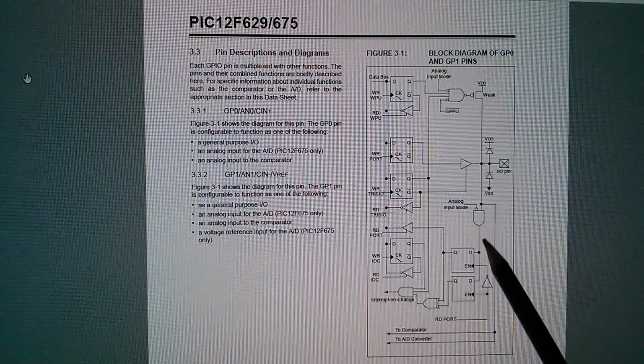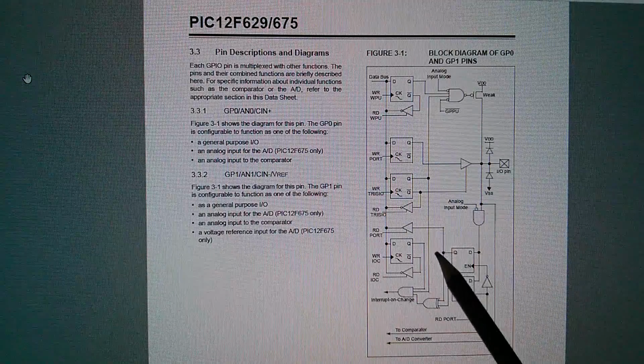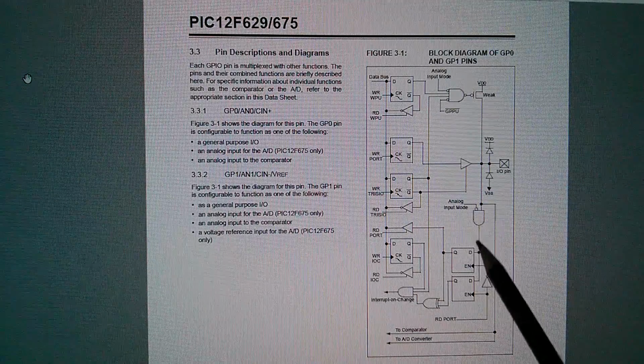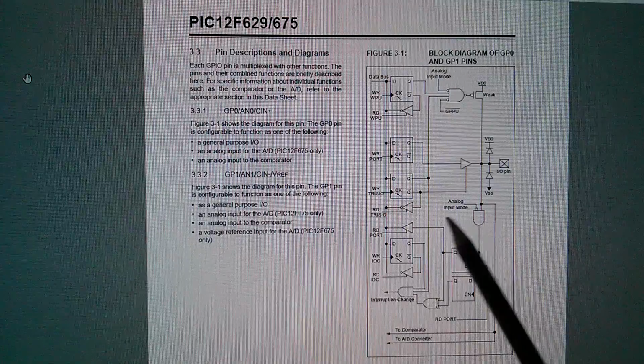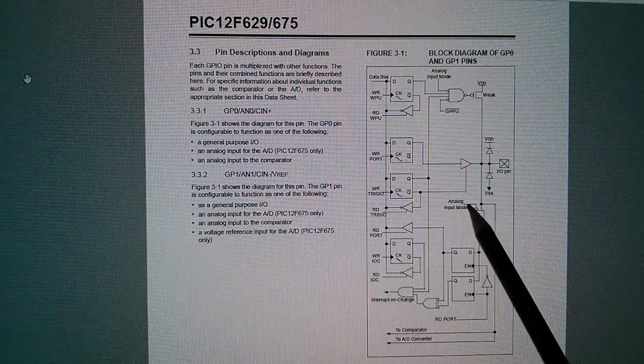Now you read it through this route here. Here's the read port latch. This is not a clocked latch. This is an enabled latch. So I think it's more of a buffer. And you'll notice there's a gate here which says analog input mode.